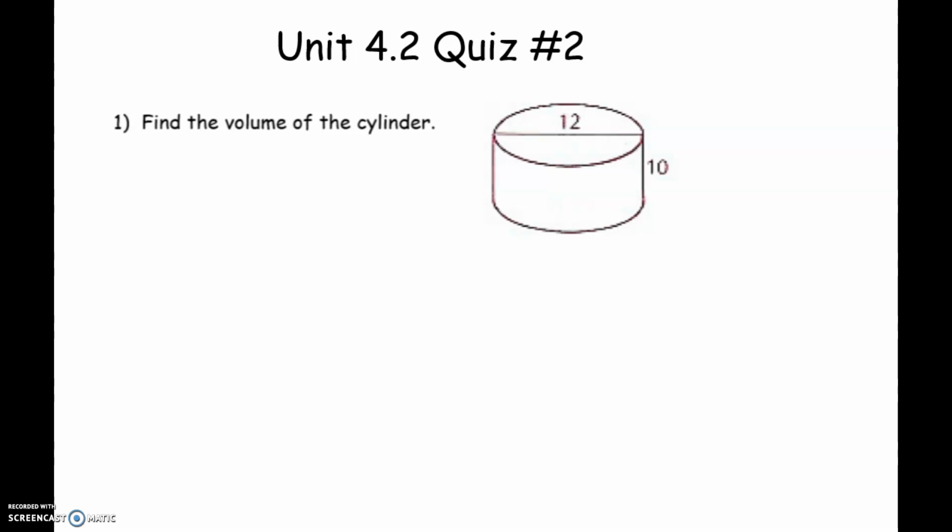Hi there, we're going to go over the solutions to the Unit 4.2, quiz number 2, all about volume. So we're going to start with number 1, which is asking for the volume of our cylinder.